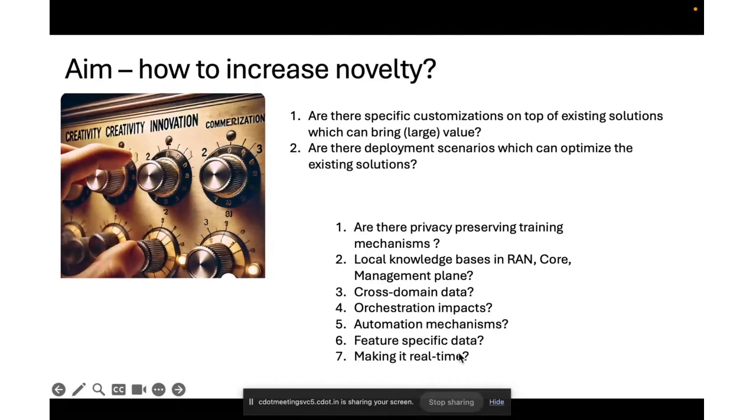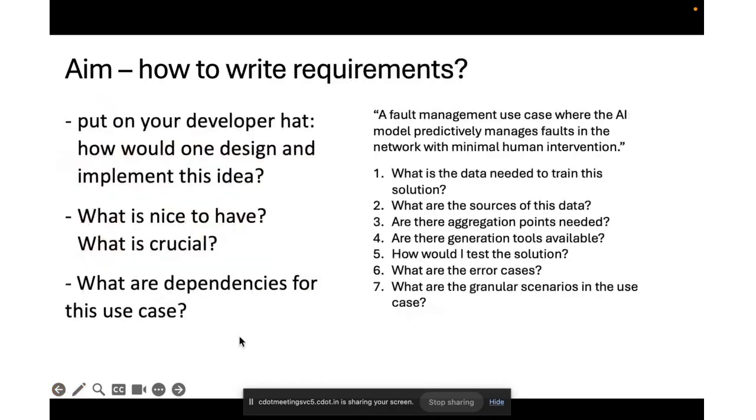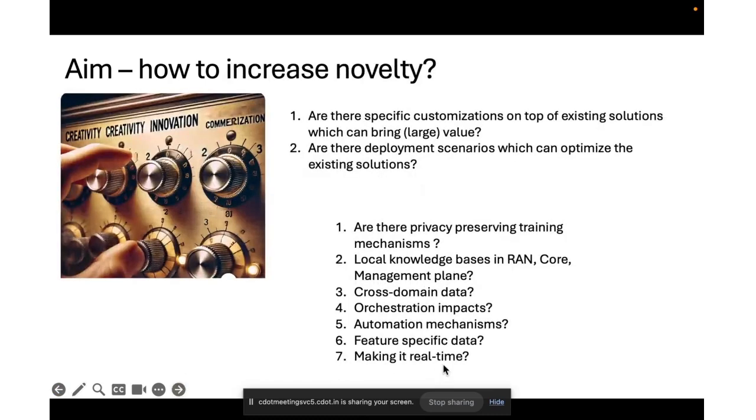And the last aspect here, which I have as example, is making it real time. For example, in this particular case, as soon as the fault is predicted, can you immediately take actions to make it more real time and proactive and dynamic and so on. So these are some aspects which you can build in your proposal, which will increase the novelty quotient of your proposal.